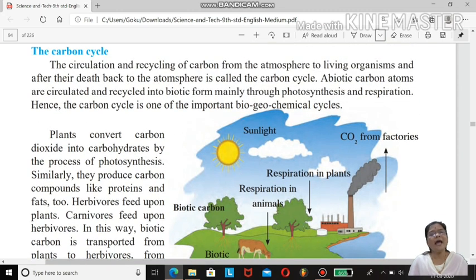The circulation and recycling of carbon from the atmosphere to the living organisms and after their death back to the atmosphere is called as carbon cycle.